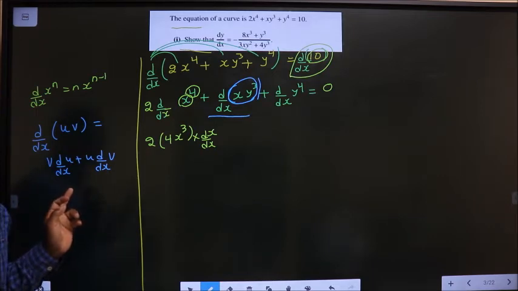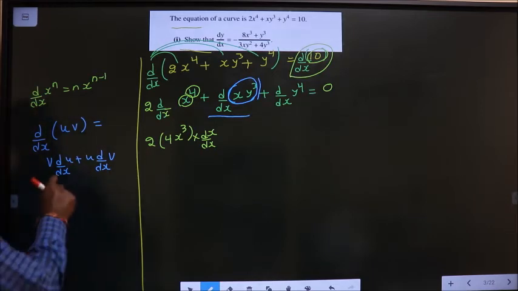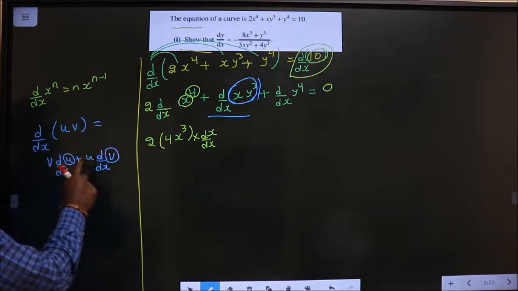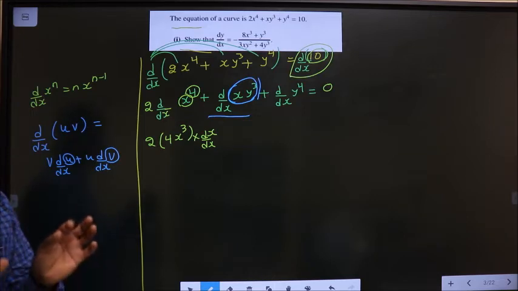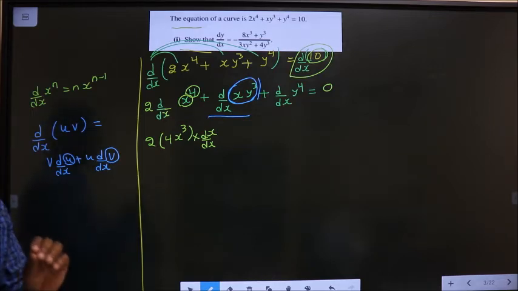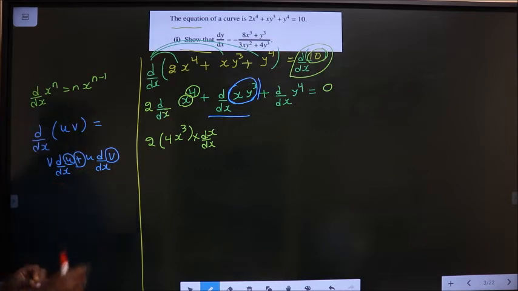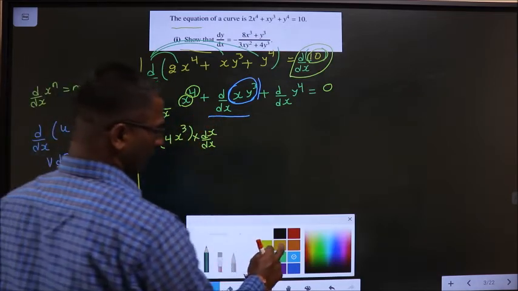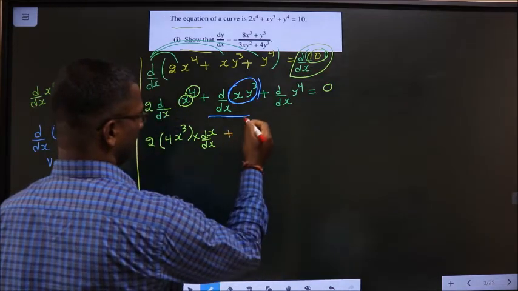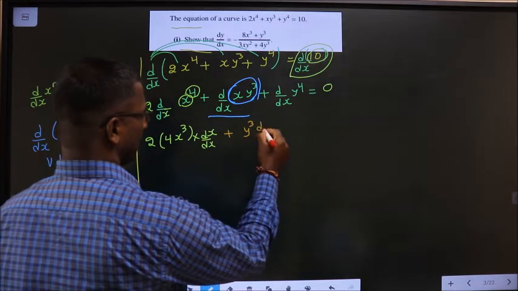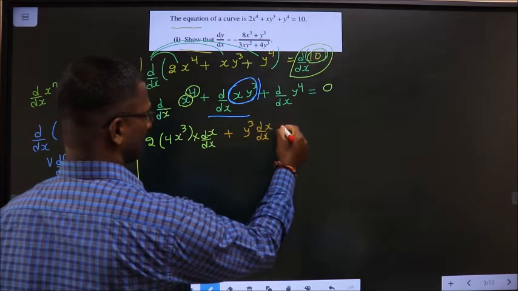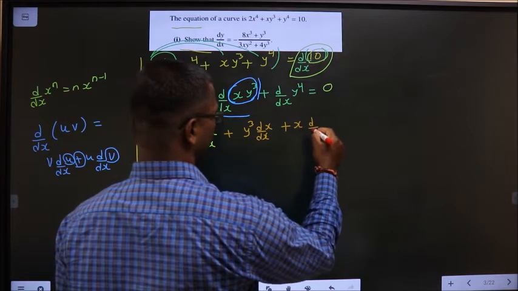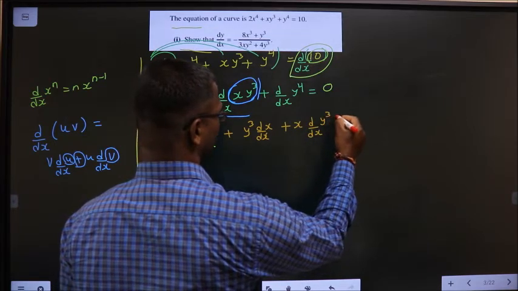How do we understand this formula? Means differentiate one at a time. If you are differentiating u, v outside, if you are differentiating v, u outside, clear? Differentiate one at a time with a positive sign in between them. Clear? Let us apply this formula to this one. So I get, if y cube outside, I get d by dx of x plus, if x outside, I get d by dx of y cube.